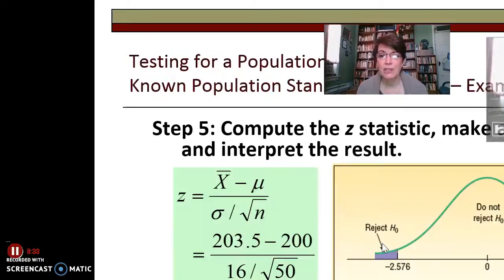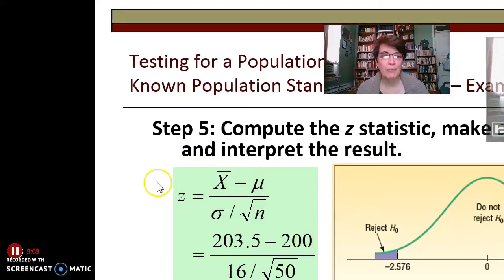Their chart is going to be just a little bit different. But that's where we get the 2.576. Ours was 2.58 when we looked at our chart. So that is going to be positive and negative areas that, when we do the math, if our computed value of Z lies within either of those regions, then we'll reject the null hypothesis and say that our alternate hypothesis is correct.